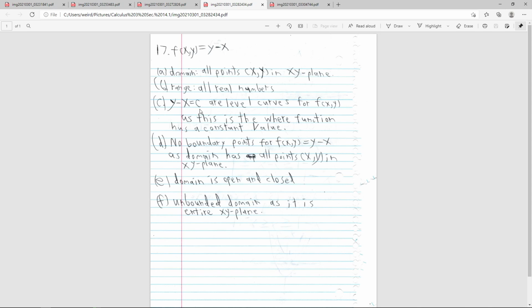y minus x equals c is the form of all level curves, because a level curve is where the function has a constant value. There are no boundary points to this, as the domain has all points x, y in the xy plane. The domain is open and closed because it's unbounded, its extent being the entire xy plane. It has no boundary points. You can go into the theory behind it, but the domain will include pretty much every point, so as a result it includes everything. It'll be open and closed. But I think the next example demonstrates this better.